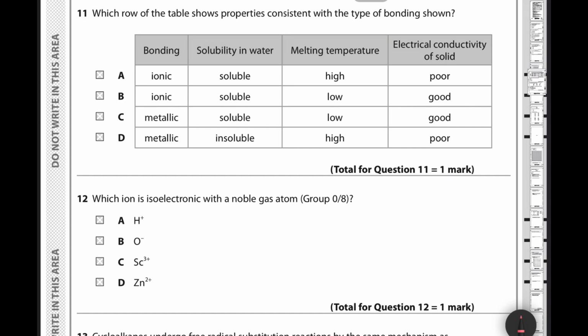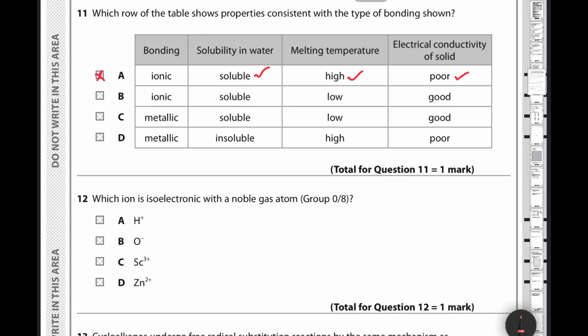Question number 11 is talking about the properties of different types of bonding. They have given ionic and metallic. Ionic bonding, if we see, the ionic compounds are soluble in water, correct. They have a high melting point, correct. And electrical conductivity in solids is definitely poor because they conduct electricity when they are in liquid or molten state, right? So my correct answer is A.